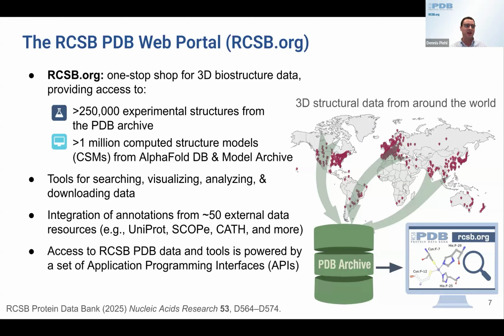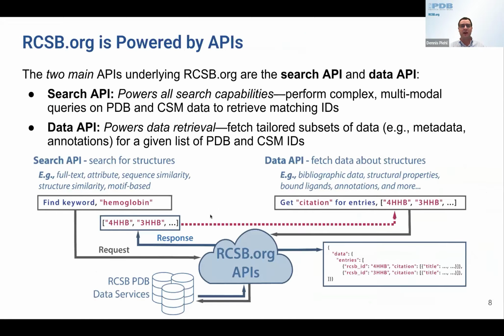Importantly, all these tools and data are made accessible via a powerful set of application programming interfaces, or APIs. The 2 main APIs underlying rcsb.org are the Search API and Data API. The Search API powers all search capabilities, which allows users to perform complex multimodal queries on PDB and CSM data to retrieve a set of matching identifiers. The Data API powers all data retrieval tasks, so it lets you fetch tailored subsets of data, such as metadata and annotations, for a given list of PDB or CSM IDs.